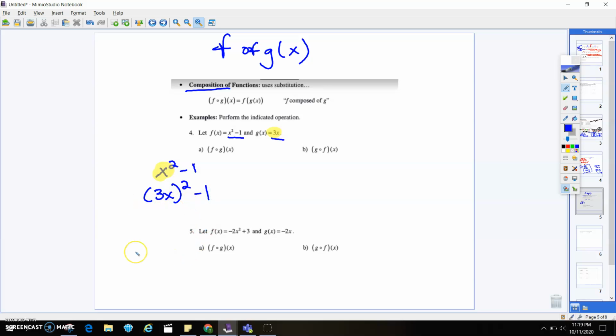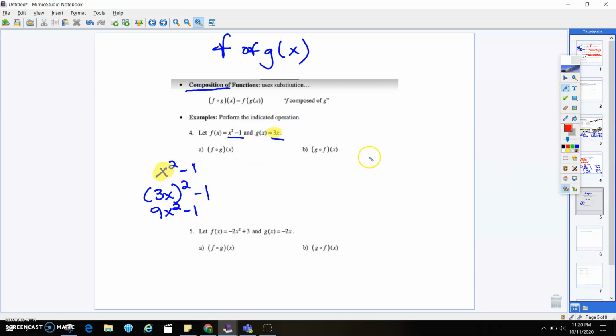Notice how I put parentheses around that x. So now I'm going to simplify, and so I've got 3 squared, which is going to give me 9, x squared, which is going to give me 9x squared minus 1. Boom, done. Okay?